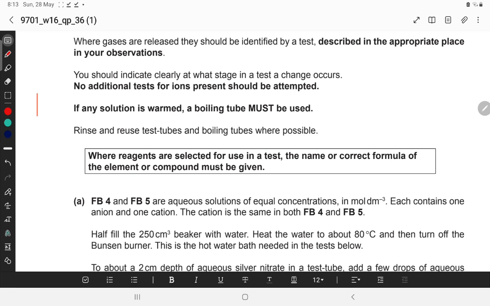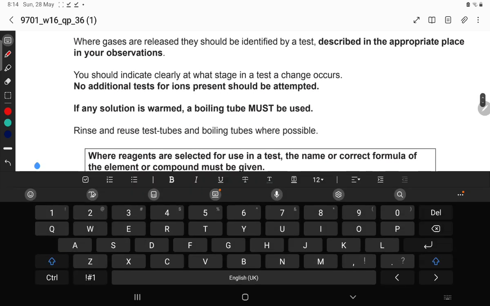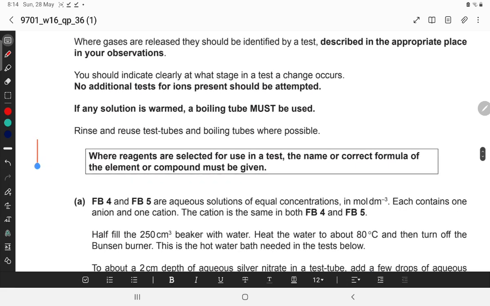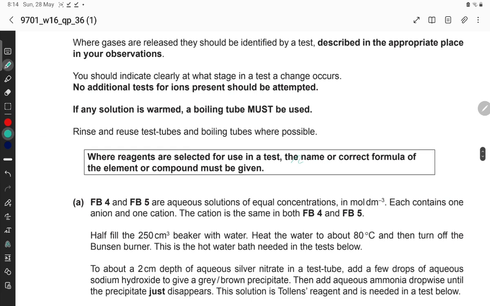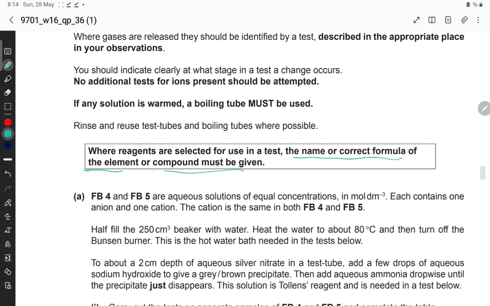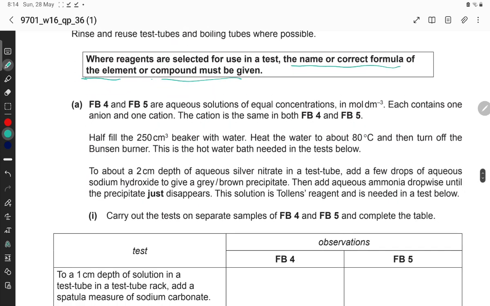Where reagents are selected for use in a test, the name or the correct formula of the element or compound must be given. If you don't know the formula, write down the name of the compound. It is better. FB4 and FB5 are aqueous solutions of equal concentration in mol per dm cube.